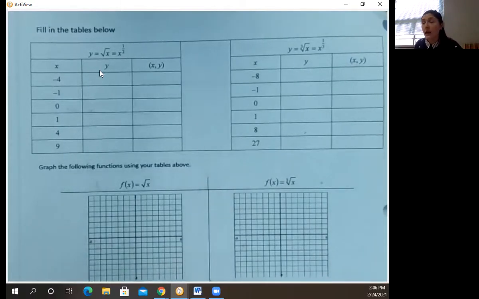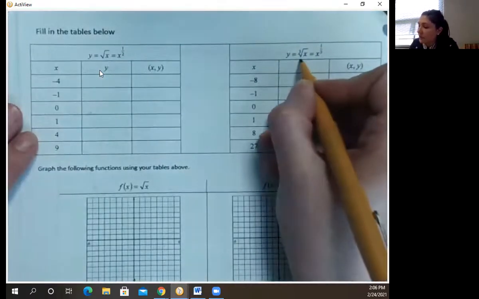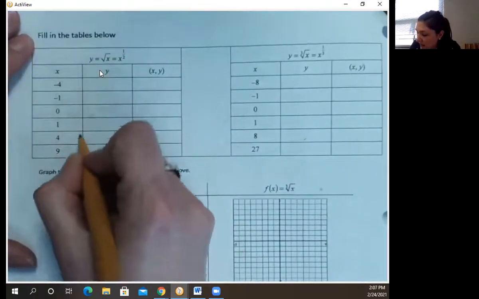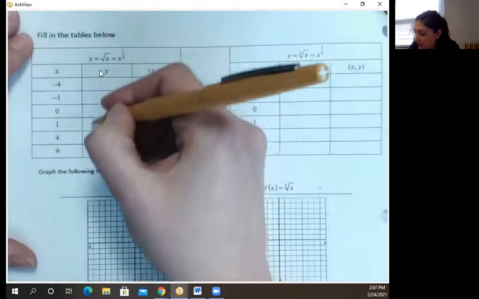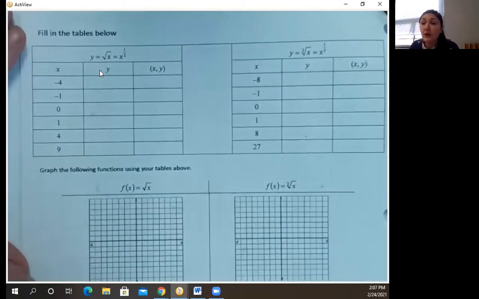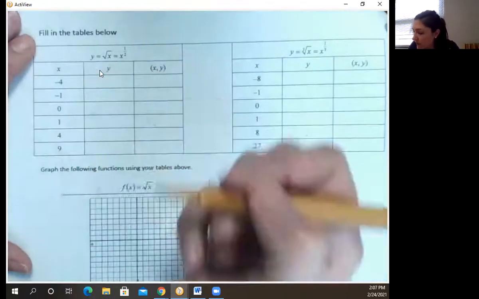So we're going to start with looking at the parent graphs for the square root of x and the cube root of x. Okay, so we've got a couple of values here to plug in for x, and we'll see what we get for y. Remember, if you get stuck graphing a function, you can always make a table. That's always an option. If you get stuck, make a table. So that's what we're going to start with here.